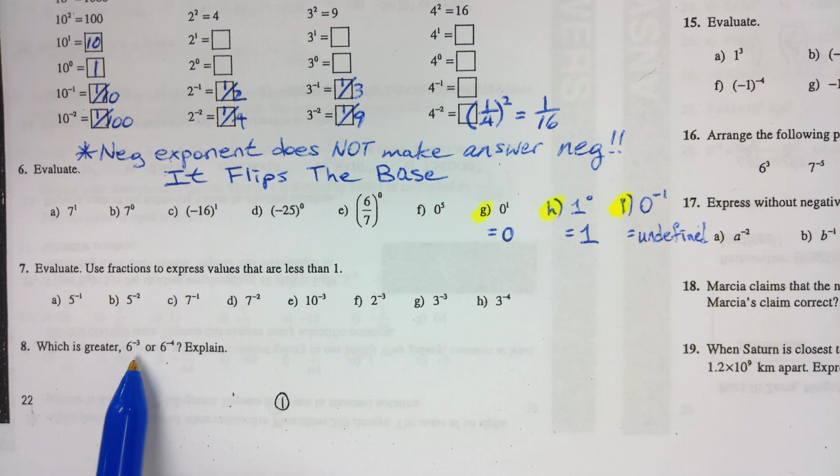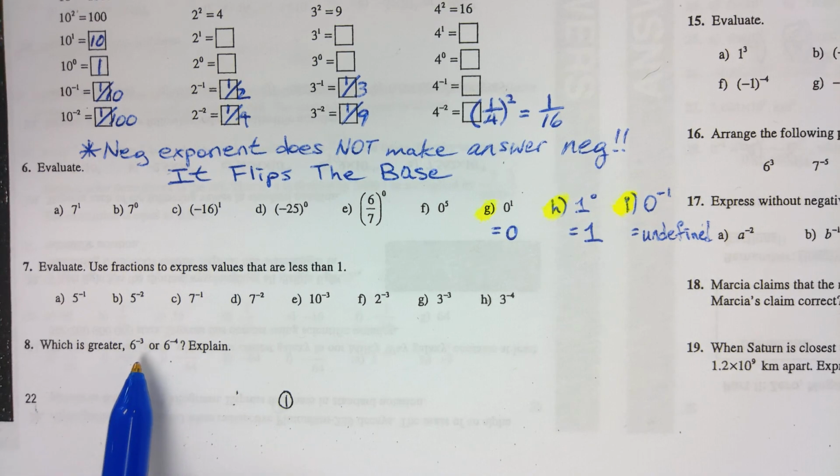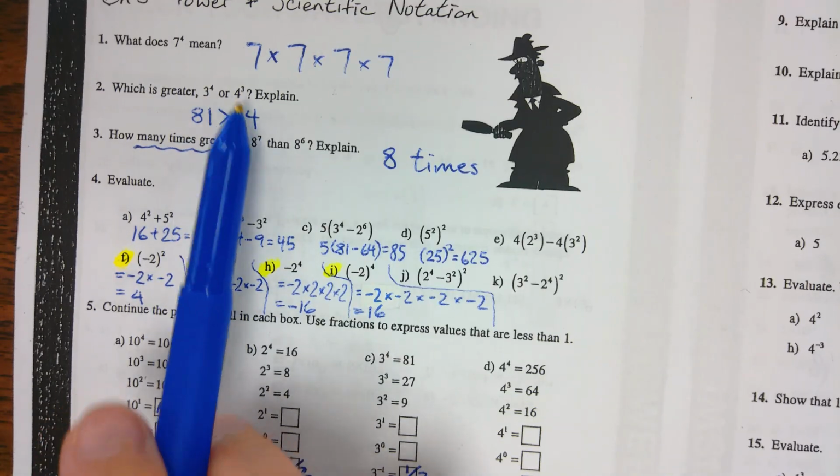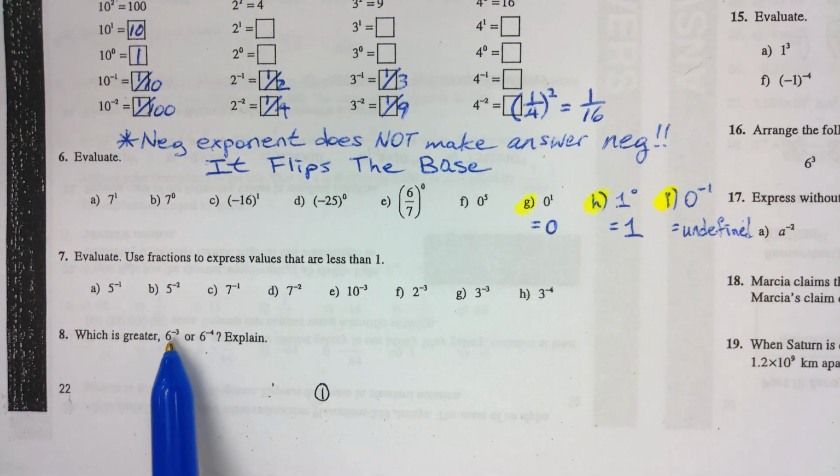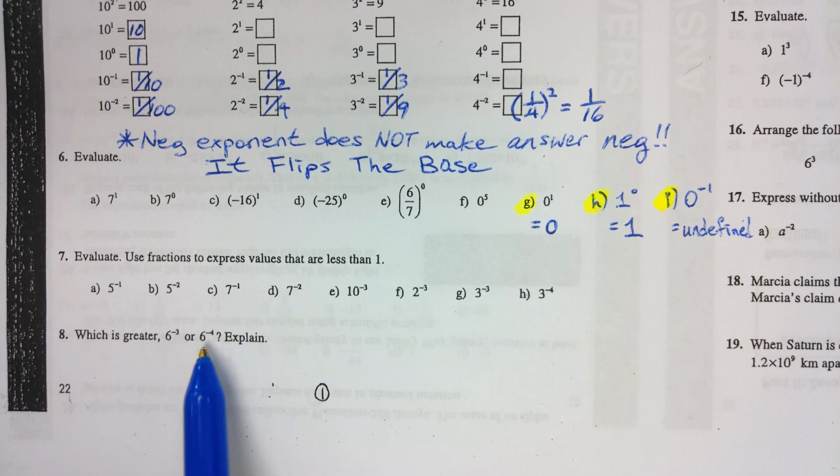Okay. What about this one? So we talked about exponents in the second example right here. We talked about that, like the bigger the exponent, the exponentially bigger it is. But what about 6 to the negative 3 and 6 to the negative 4? Lexi?